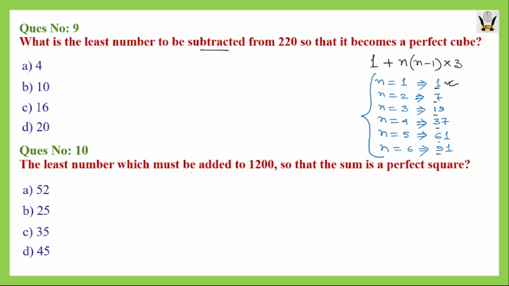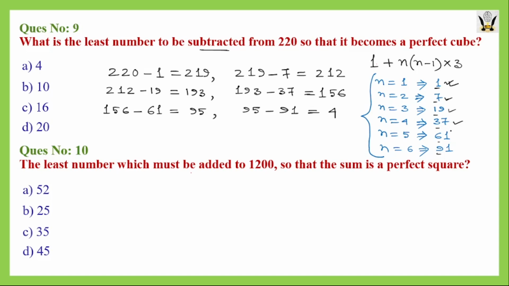So what we have to do in the successive subtraction method is, first we subtract 1, this first number, from 220. So what number will we get? That will be 219. Then from 219 we will subtract 7. Accordingly, from the number we get in the second step we will subtract 19, and then from the number we get, we will subtract 37 and so on.